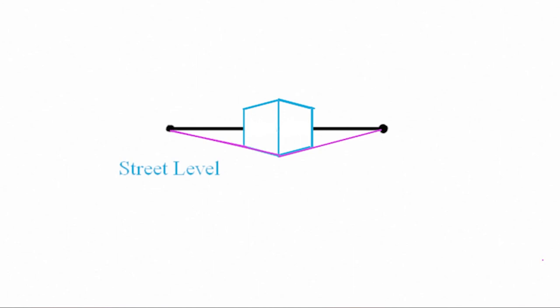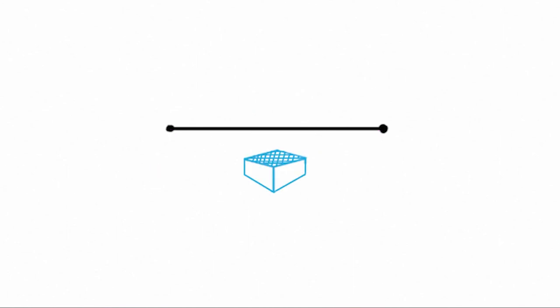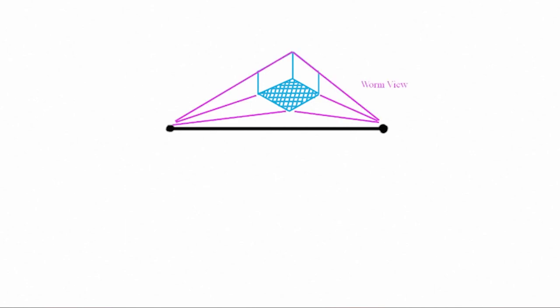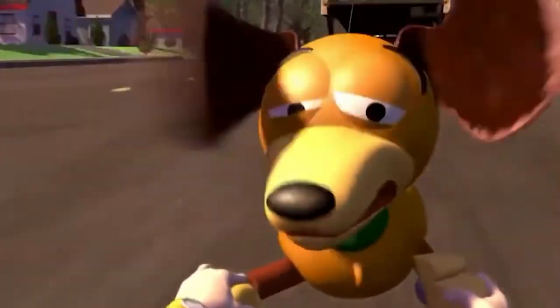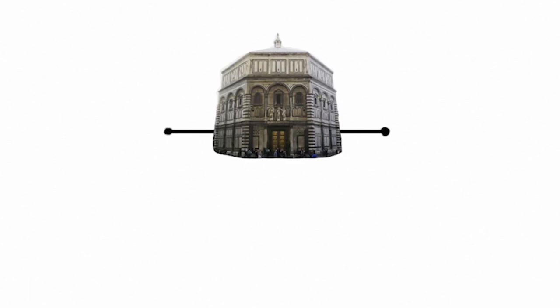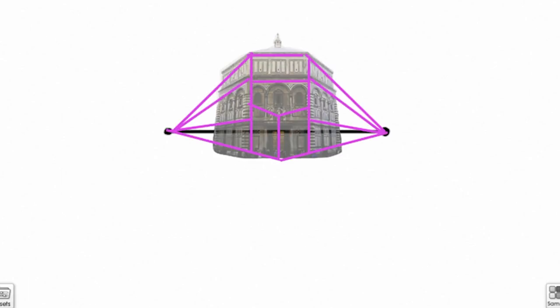If you were to look at it from the bird's eye view, it's like looking at it from a drone, where your vanishing points are still the two points, but now you can see it from the top of the object. If you are looking from a worm's view, you still have those two vanishing points, but now it's like you are Buzz Lightyear catching up to the moving truck in Toy Story, which is one of my favorite movies, by the way. Anyways, Filippo Brunelleschi's drawing of the building would have had two vanishing points by using his new perspective method.